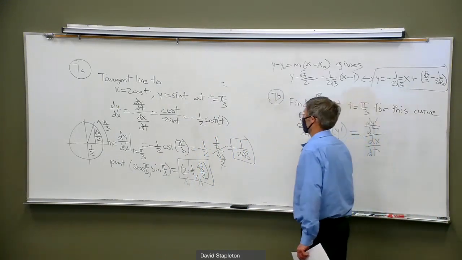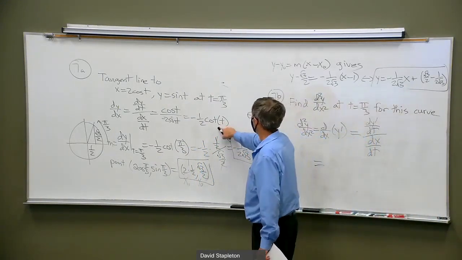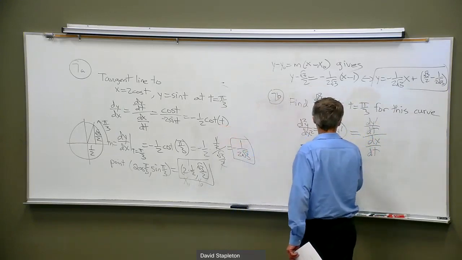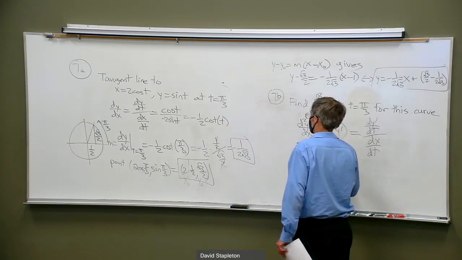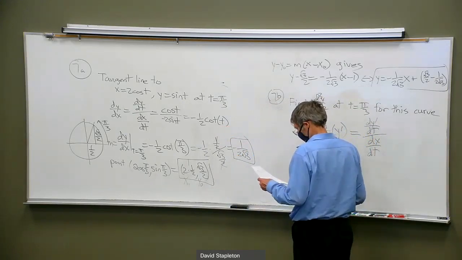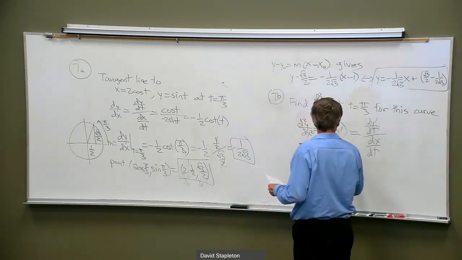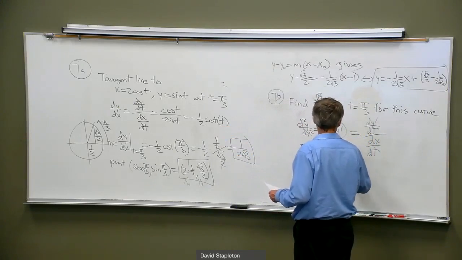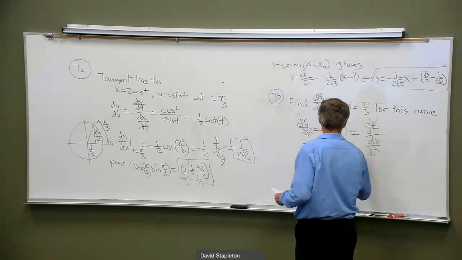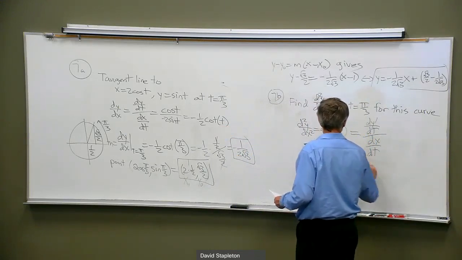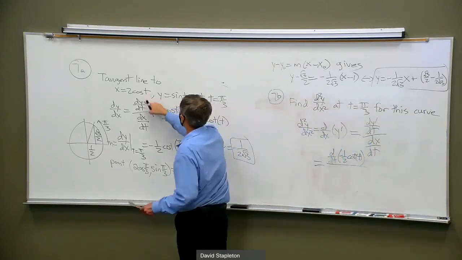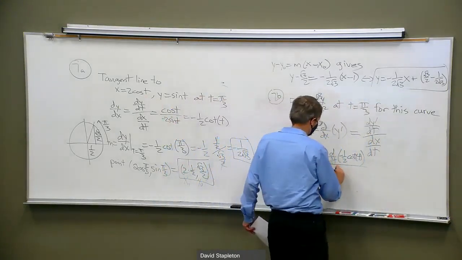So y prime we found was minus a half cotangent t. So it's d/dt of minus a half cotangent t on top, and dx/dt, the derivative of 2 cosine t, is minus 2 sine t.